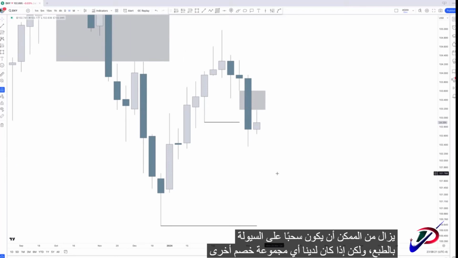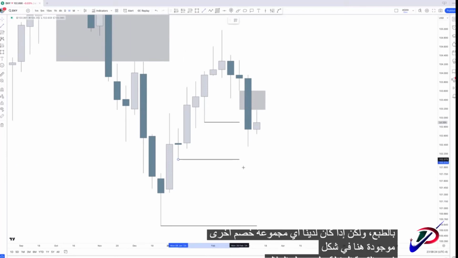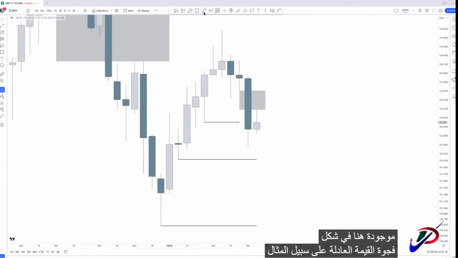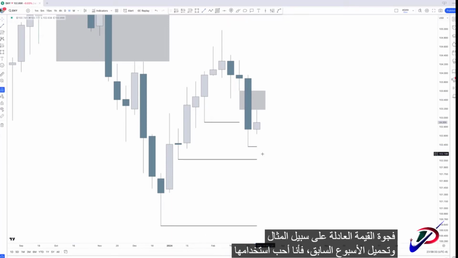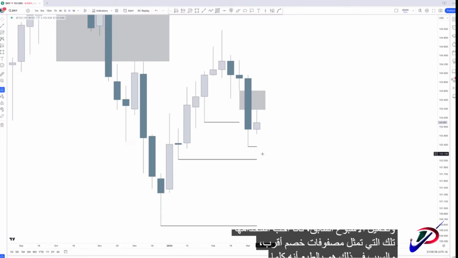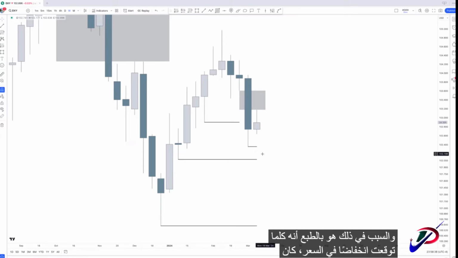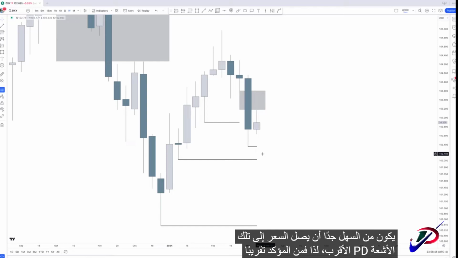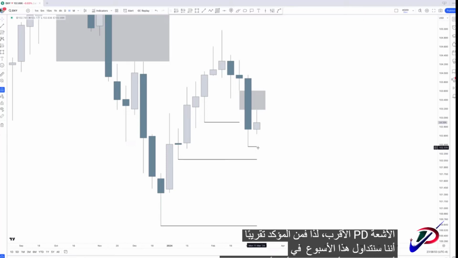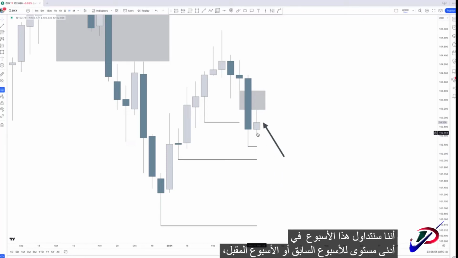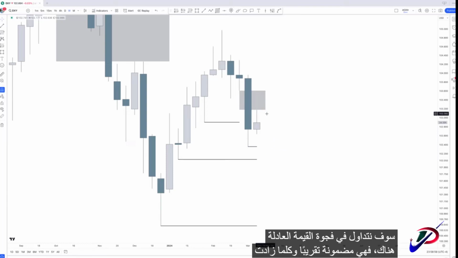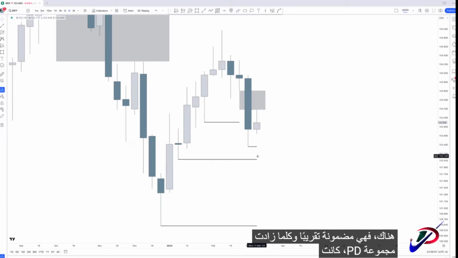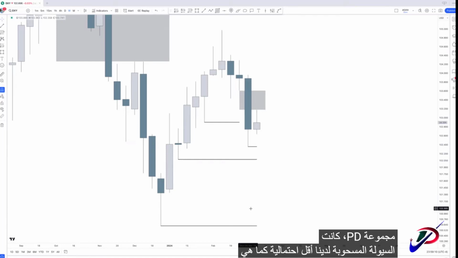But if we have any other discount array sitting right here in the form of that fair value gap, for example, and this previous week low, then I like to use those as closer discount arrays. The reason for that is because, of course, the lower you expect price to go, the lower the probability essentially. It is quite easy for price to reach those closer PD arrays. So it's almost guaranteed that either this week we will trade into that previous week low, or next week we will trade into that fair value gap right there. It's almost guaranteed.